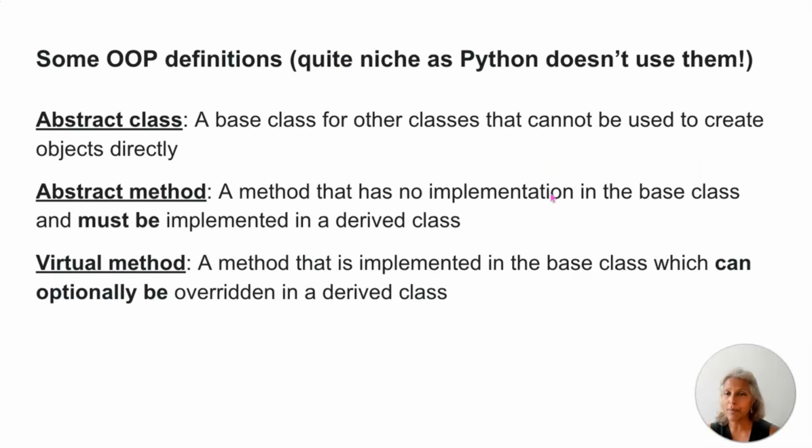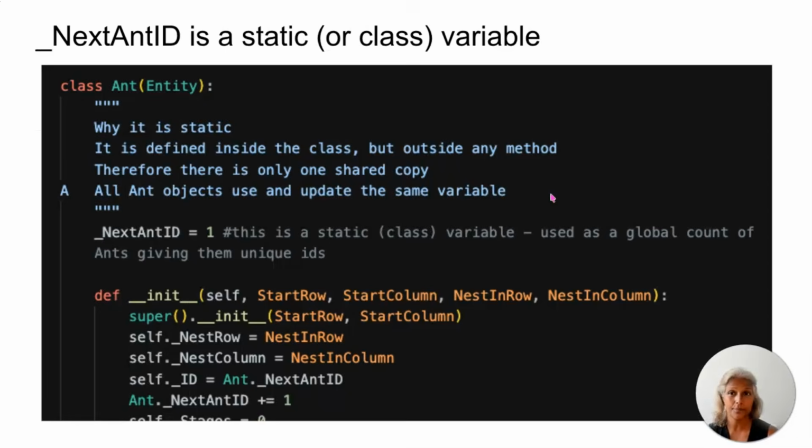Make sure you're happy with some OOP definitions. They don't often come up in Python because we don't really use them in Python, but the idea of an abstract class, abstract method, and a virtual method are on the spec, so you are expected to be able to define those. There's also a sneaky little thing called a static variable or a class variable.